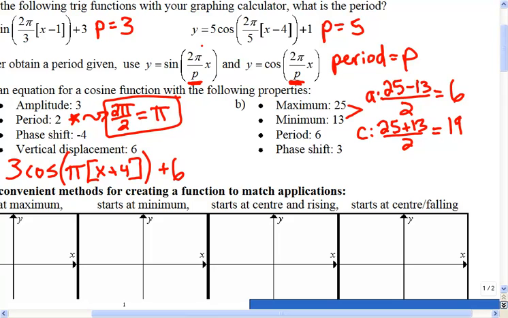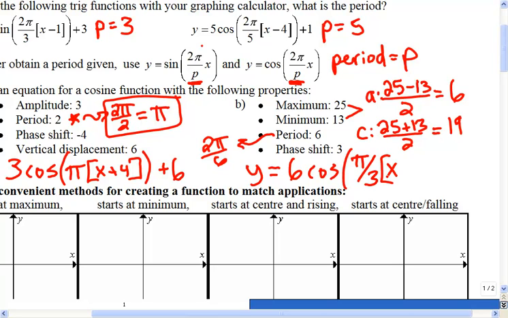If I want a period of 6, then the new idea we're working with would be 2 pi over 6. So of course that reduces down to pi over 3. So this would become y equals 6 cosine pi over 3 times (x minus 3) plus 19.